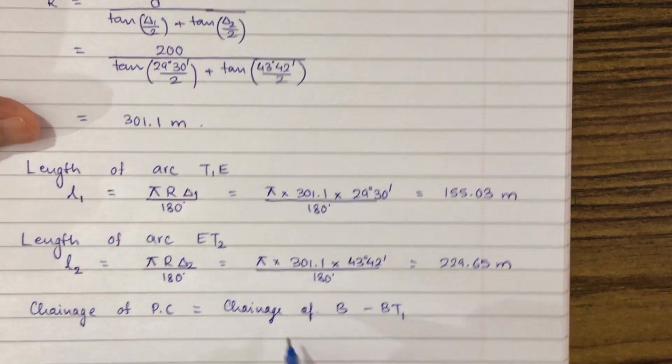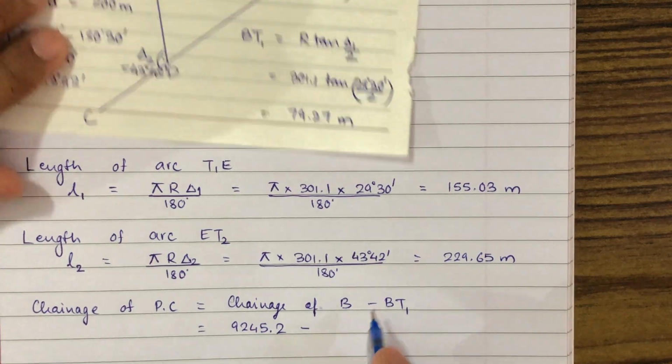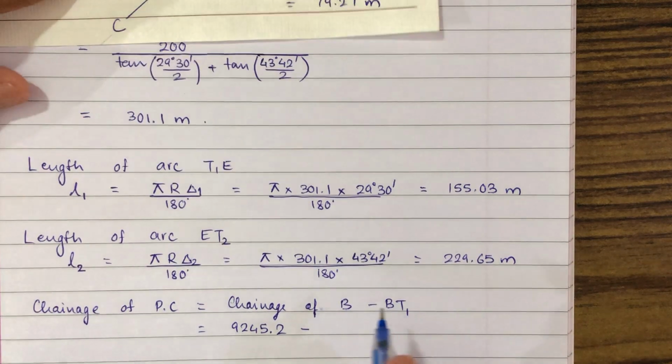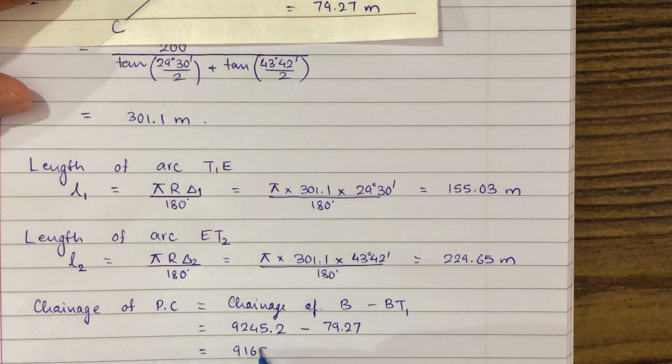So the chainage of PC is the chainage of B, 9245.2, minus the BT1 length, 79.27. This chainage of PC comes out to 9165.93 meter.